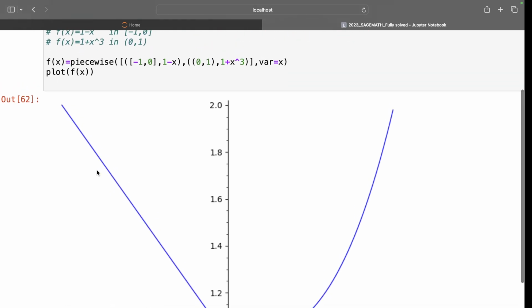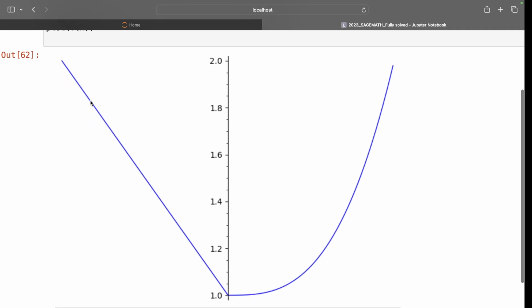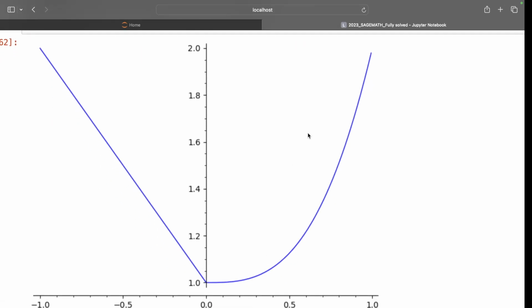So this is the function from -1 to 0. This is the 1 minus x. From -1 to 0, this function is 1 minus x. And from 0 to 1 in the open interval it is 1 plus x cube. This is the 1 plus x cube.